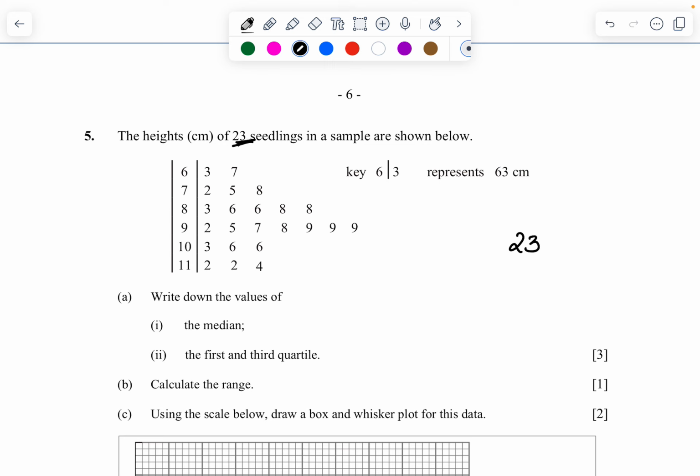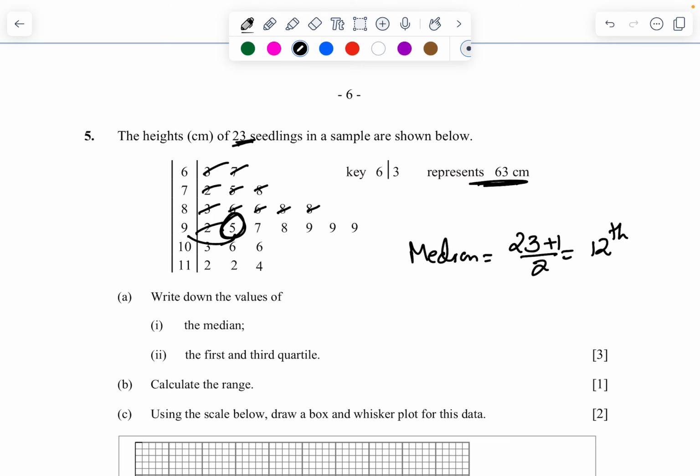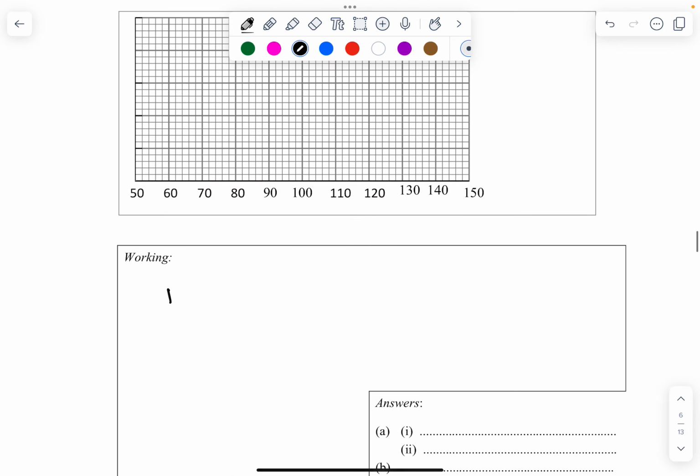If I take 23 terms, the 12th term is going to be the median: add 1 and divide by 2, which gives the 12th term. So which is the 12th term? 1, 2, 3, 4, 5, 6, 7, 8, 9, 10, 11, 12. So the 12th term is 95. According to the key, 95 is going to be the median.